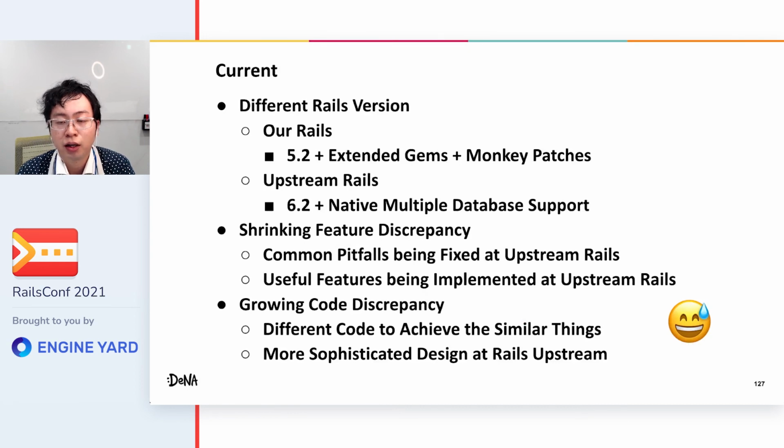Then the current state. There are two different Rails versions. Our Rails is 5.2 plus extended gems plus monkey patches, and upstream Rails is 6.2 plus native multiple database support. The feature discrepancy is shrinking. For example, common pitfalls are being fixed in upstream Rails, and useful features are being implemented in upstream Rails. However, there is a growing code discrepancy, because there is different code to achieve similar things, and there is more sophisticated design in upstream Rails.